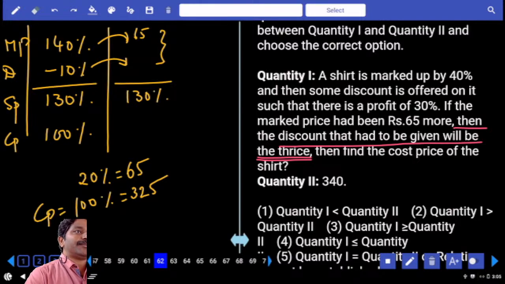Increase in market price must be equal to increase in discount. This is the one basic point that you need to know. Q2 is 340. Q1 less than Q2. Followed.